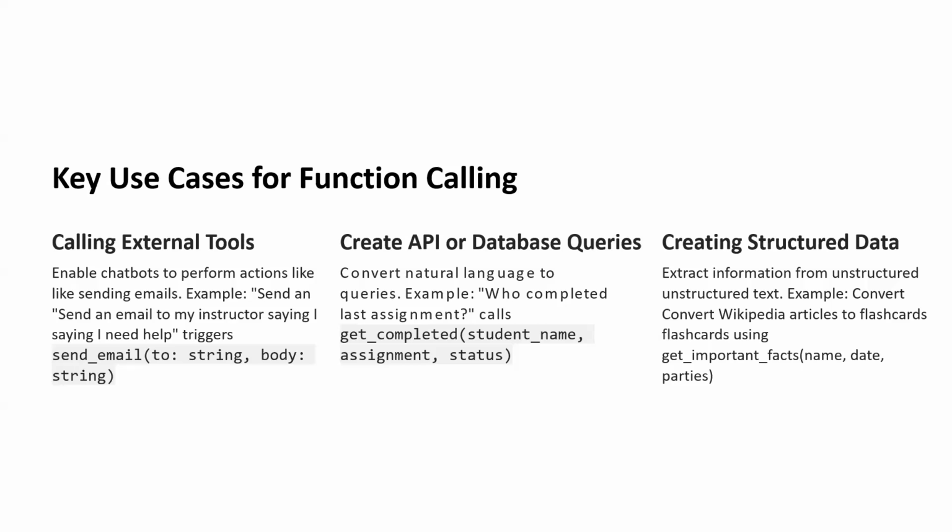The model will call this function, and the name of the function would be get important facts. So that function will go to Wikipedia, right? Get us the name, the date, the parties, whatever, what are the sources, what is the information that we desire or need to pass the exam that we're studying for. So that's how it creates structured data for us.